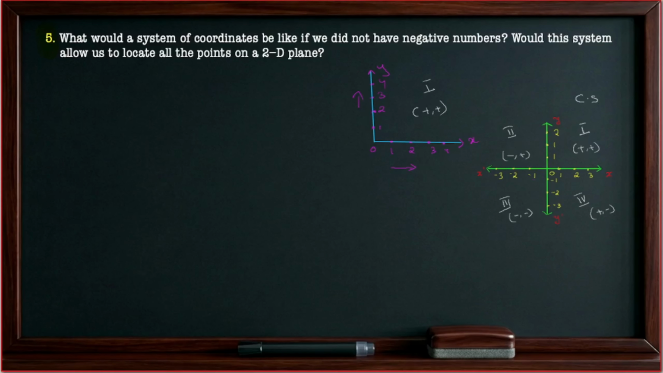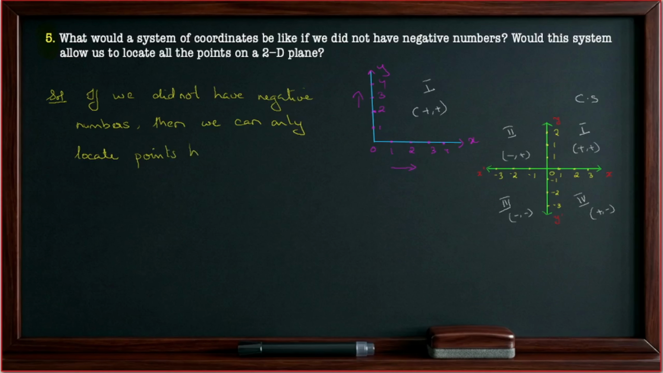Any point on the left side or below the x-axis cannot be shown. So without negative numbers, we cannot locate any point on the 2D plane. That is why negative numbers are very important in coordinate geometry. So let us write the answer. If we did not have negative numbers, then we can only locate points having positive x and y coordinates in the first quadrant.